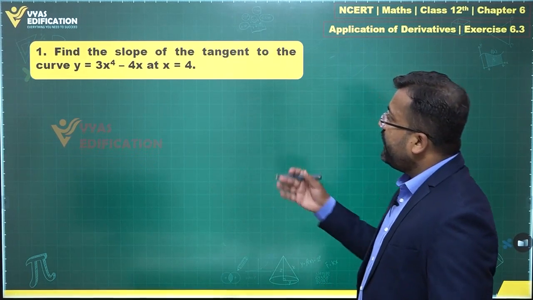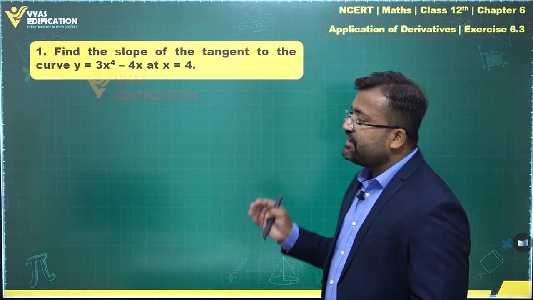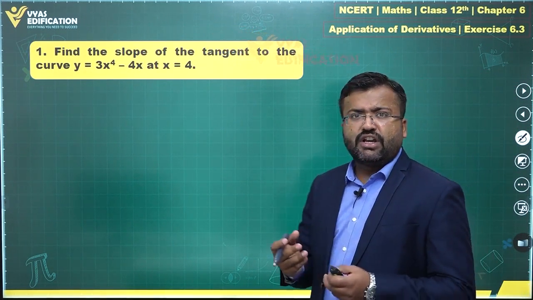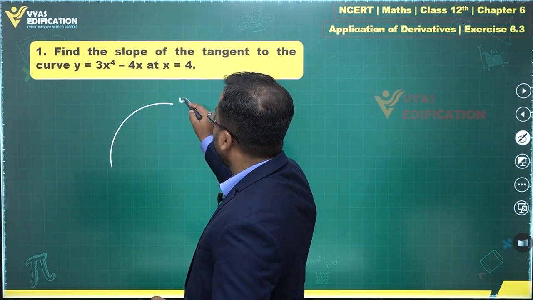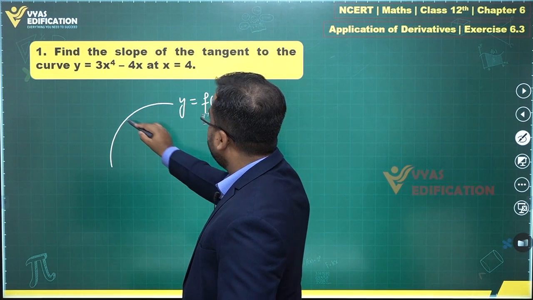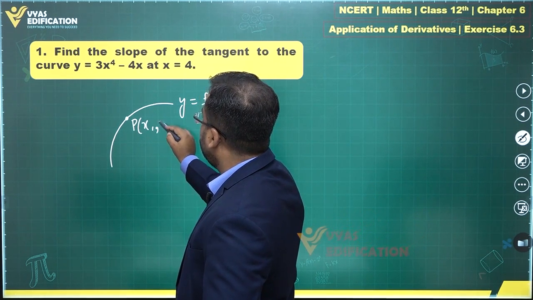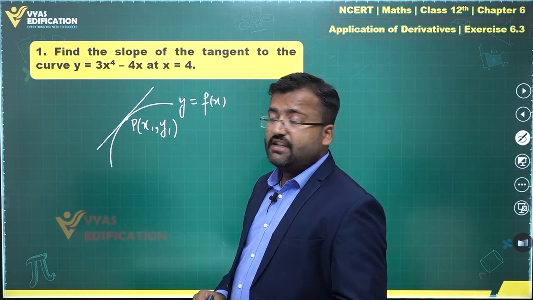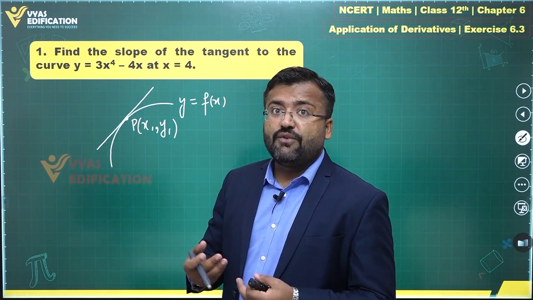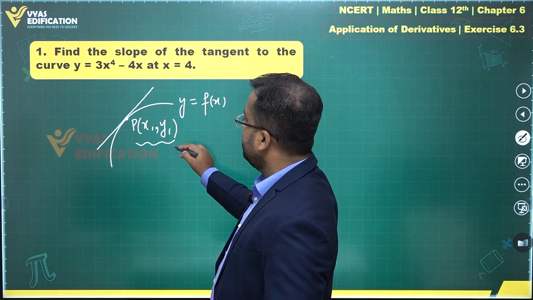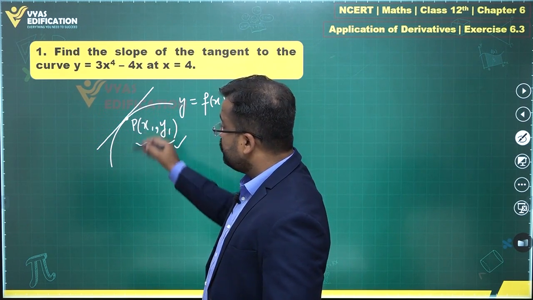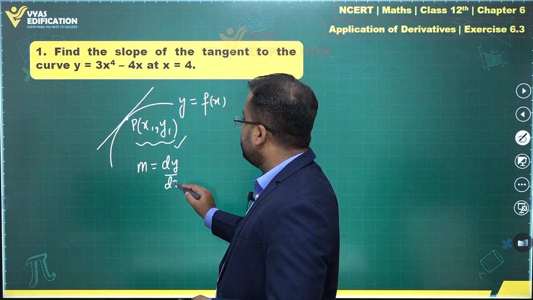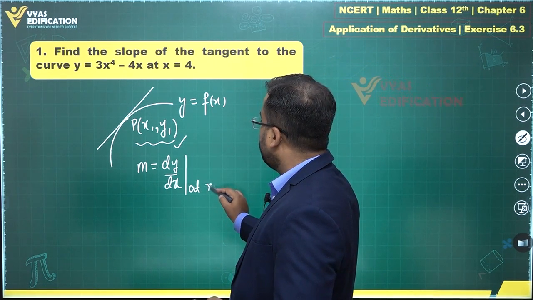Question number 1 says, find the slope of the tangent to the curve this at x equals 4. Pretty simple question, directly based on finding the equation of tangent for a given point on the curve. Let's say this is a curve y equals f(x) and there is a point P(x1, y1) lying on this. You are asked to find the equation of tangent at this point. The equation of tangent can be found if we know two conditions. One is this point, which is already known. The second is the slope of this tangent line, and that slope is equal to dy by dx, that is the derivative of this at x equal to x1.